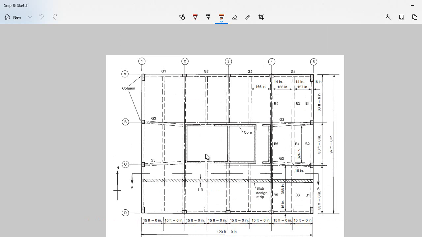You see here we have some secondary beams and then we have some girders. G3, G1, G2 and G4 are our girders, while B1, B3, B5 are our secondary beams. What we have to do is design this one-way slab system, which is in between the beams.